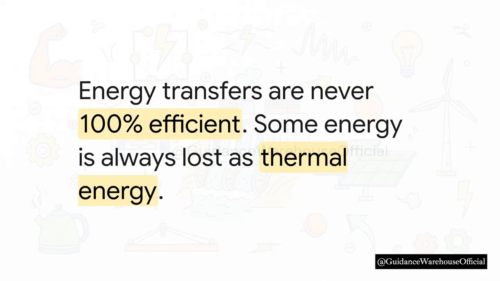But wait, here is a really crucial detail. Notice how in the car example I mentioned heat? Well, whenever energy is transferred from one form to another, it is never, ever 100% efficient. Some of it is always lost as thermal energy, or heat. Take an old-school incandescent light bulb. It consumes 60 watts of power, but it only produces about 5 watts of actual light. The remaining 55 watts are just entirely wasted as heat.